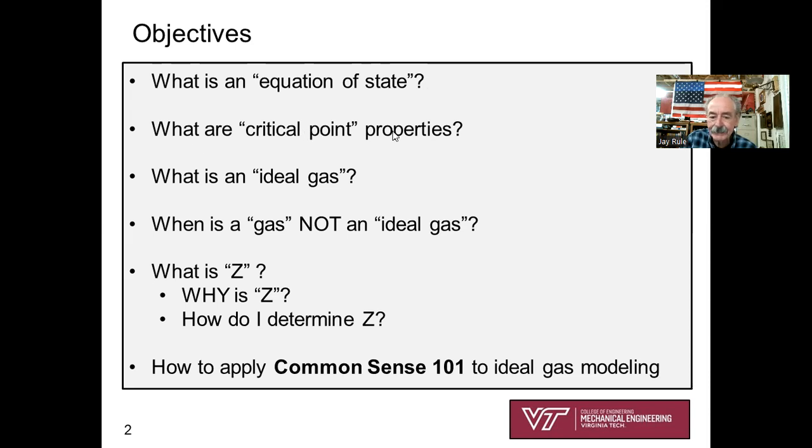What are the properties at the critical point of a substance? What do you know about an ideal gas so far? Now, in engineering and decision making, when is a gas not like an ideal gas? When can we model our gas as an ideal gas, and when can we not? That's going to bring up the topic of what Z is. We're going to talk about why there is a variable called Z in the first place in chapter 3, and then, numerically, how do I determine a value for Z?